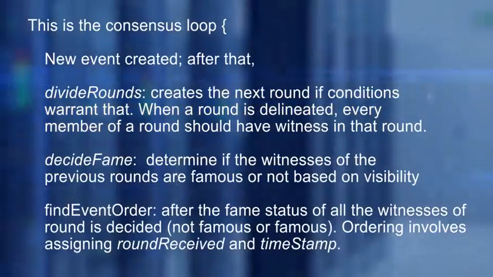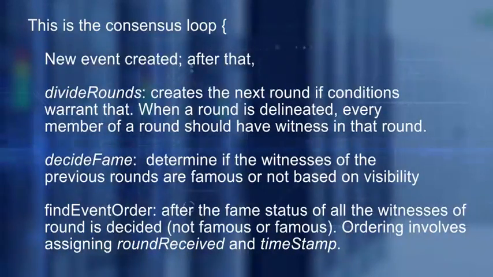Next, without going into too much detail, we provide the consensus algorithm for the hashgraph. This is the continuous consensus algorithm loop. A new event is created. After that, the function divide rounds is executed. It initiates the next round if the conditions for this node are met. The decide fame function is executed. That determines if the witnesses of the previous rounds are famous or not based on the visibility to the current round of witnesses.